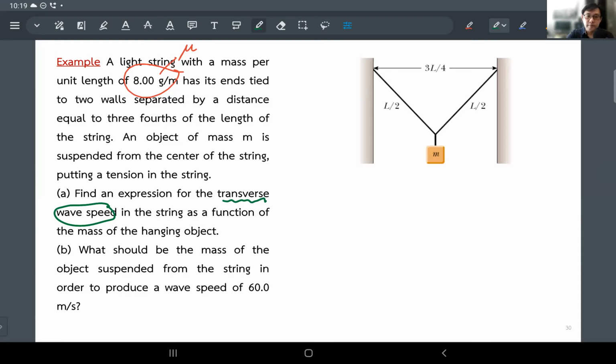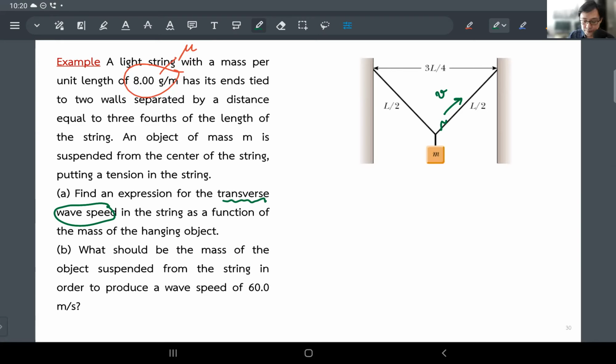Give it a shot. You have to imagine first what is about to happen. You put a mass, and this will create a tension in the string. You want to create a wave that travels along this string. When you hang the mass, you pull the string down, it creates a tension, and then you can pluck the string a little bit. So you generate a wave, and the wave will travel along this string. That's what it means. Sounds good? You want to figure out how fast the wave will travel in this string.